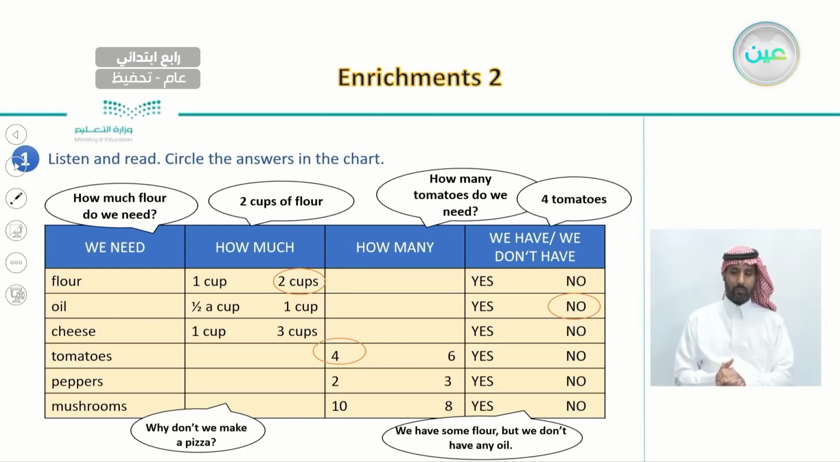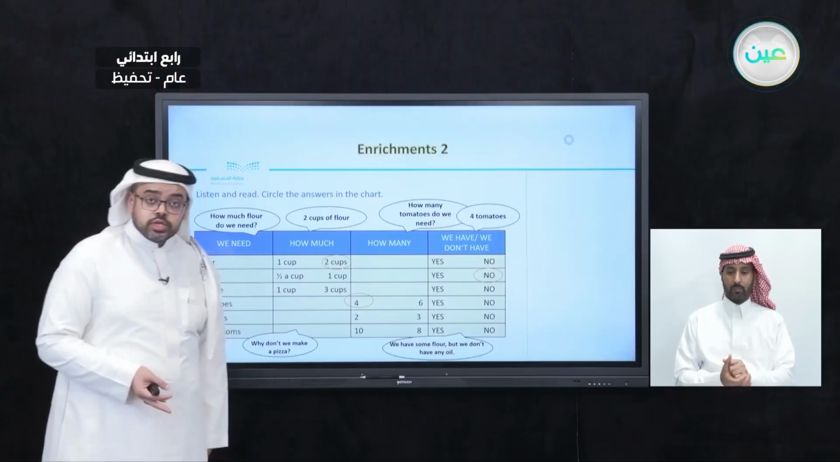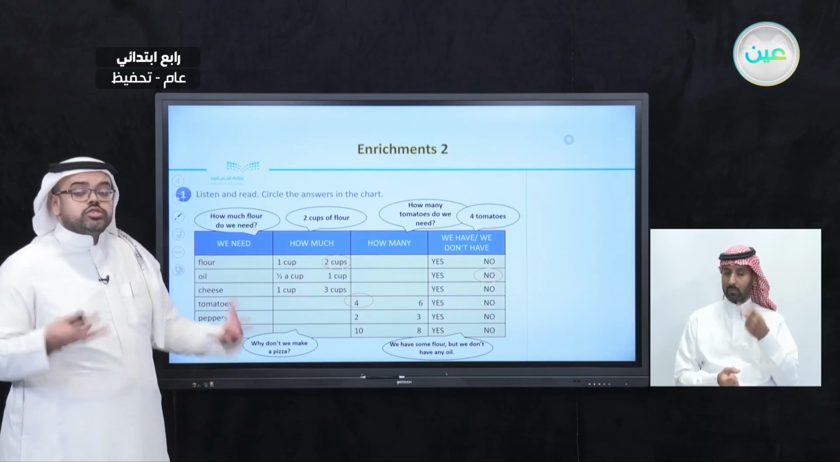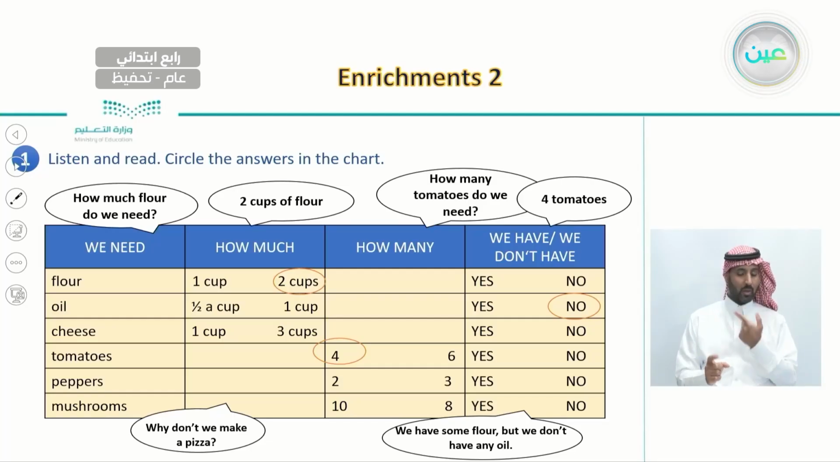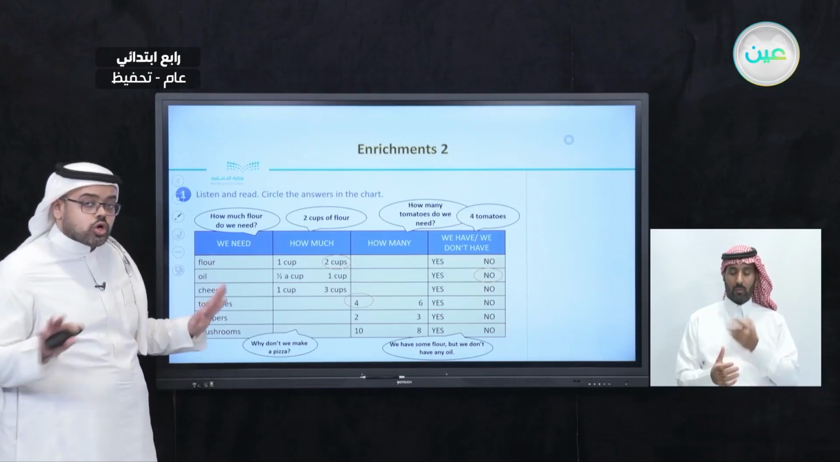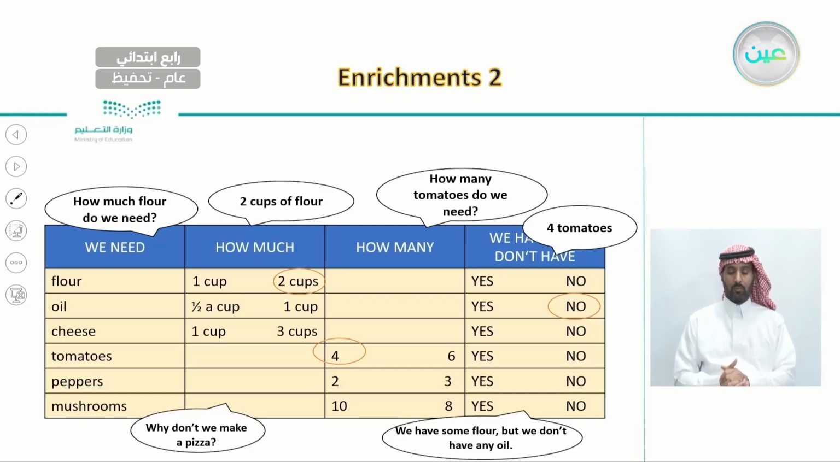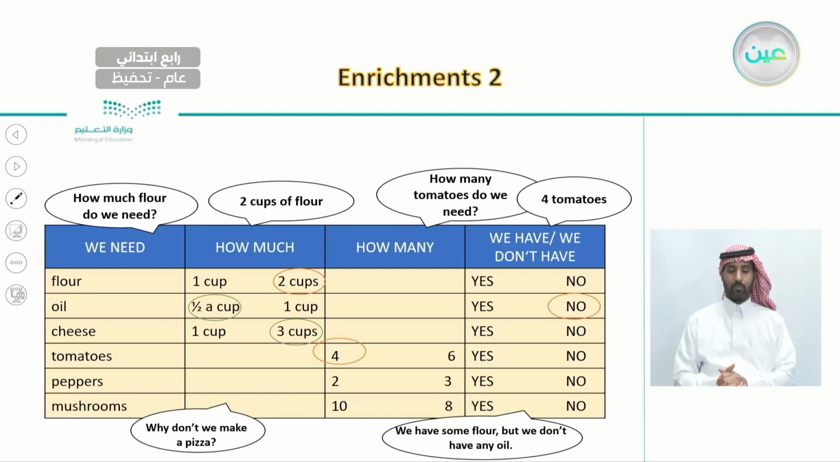So we have a couple of pieces of information to start with, like we have 2 cups of flour, and also we do have 4 tomatoes. And also we want to make pizza, but we don't have any oil. So after we listen to these 2 ladies talking about how to make pizza and the things that we have and the things that we don't have, this is what the new answers are.